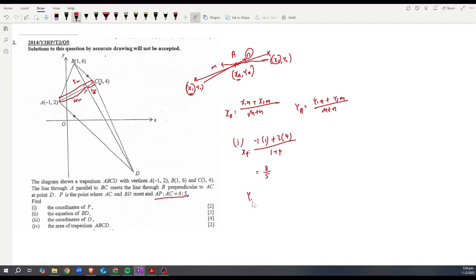Then we do the same thing for the y coordinate: 2 times 1 plus 4 times 4, divided by 1 plus 4. Oh wait, I made a mistake, for x it should be -1 plus 12, which is 11 over 5. For yp it will be 2 plus 16, which is 18 over 5. So the coordinates of P is 11 over 5, 18 over 5.